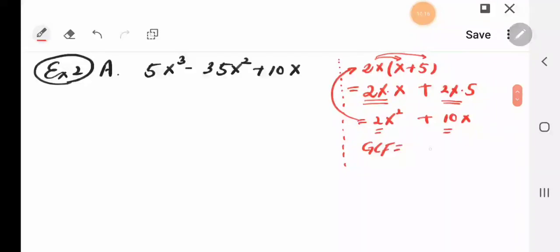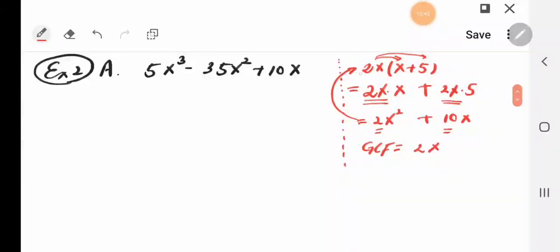The GCF is 2x. Because 2 is a common factor and x is a common factor, but x is smaller than x squared, so we select x. So 2x will be the greatest common factor. So you can factor out 2x. The first term will be 2x times x. And the second term, 10x, will be 2x times 5.